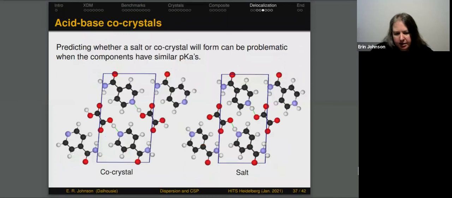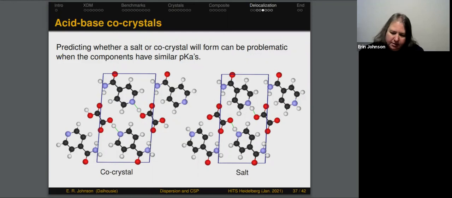And the problem with these organic acid-base co-crystals is that predicting whether the salt or co-crystal will form can be straightforward if you have very different pKa's, but if the acids and bases have similar pKa's, then it can be very difficult to predict a priori whether the salt or co-crystal is formed. And as we saw in these six examples, that can also be very difficult to predict with DFT. So what can happen is that you can have the proton transfer from the acid to the base, giving the salt form shown.